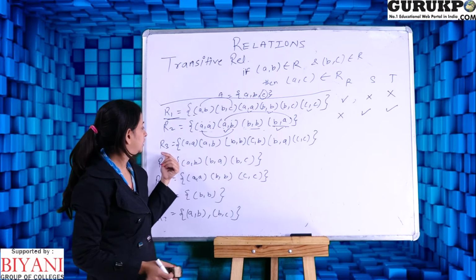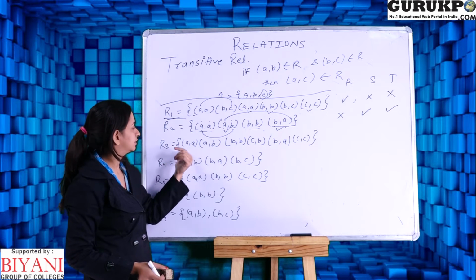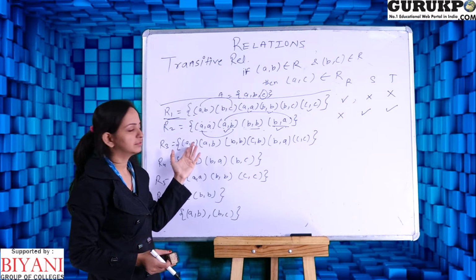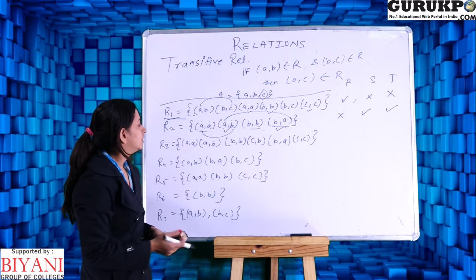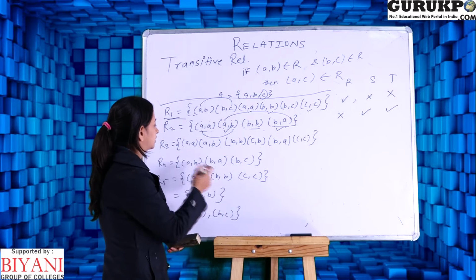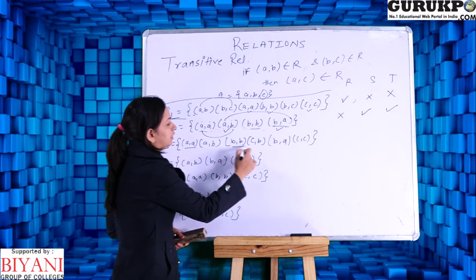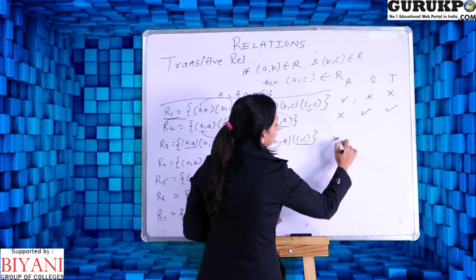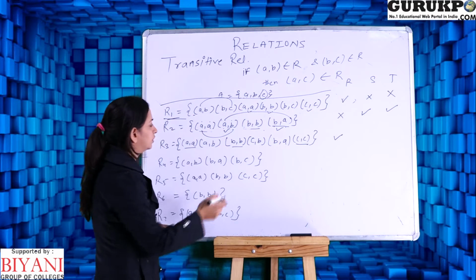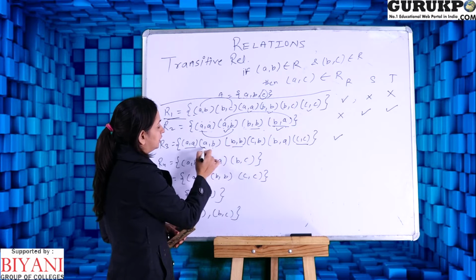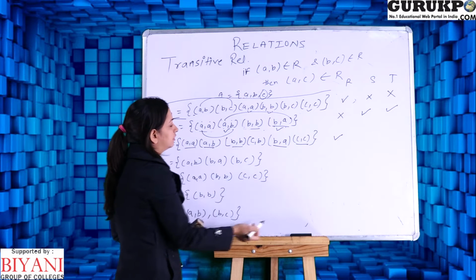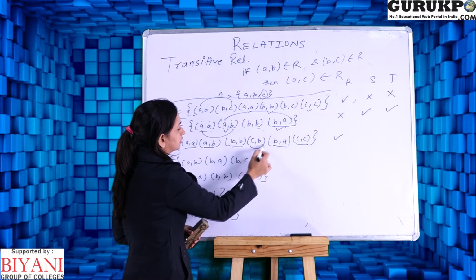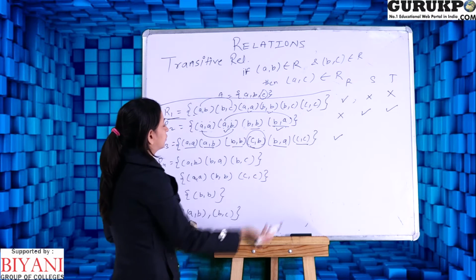Okay. Now moving to the third set of relation, this one, and we are checking whether this relation is reflexive, symmetric or transitive. Starting with the reflexive one, AA, BB and CC, all three are there, so we can say that this is a reflexive relation. And for symmetric, if AB is here, BA is also here, but when we move to another pair, CB is there and BC is not there.